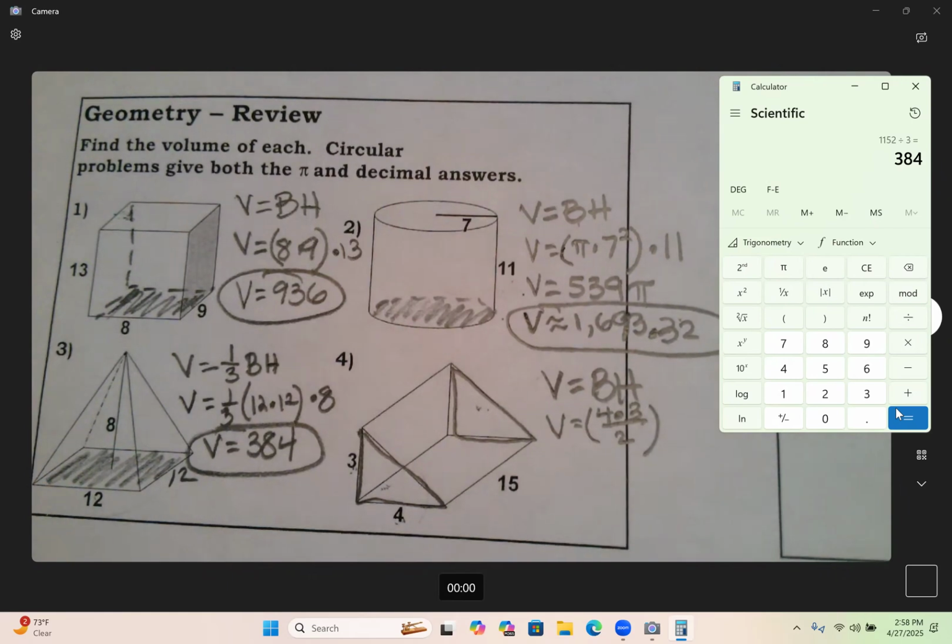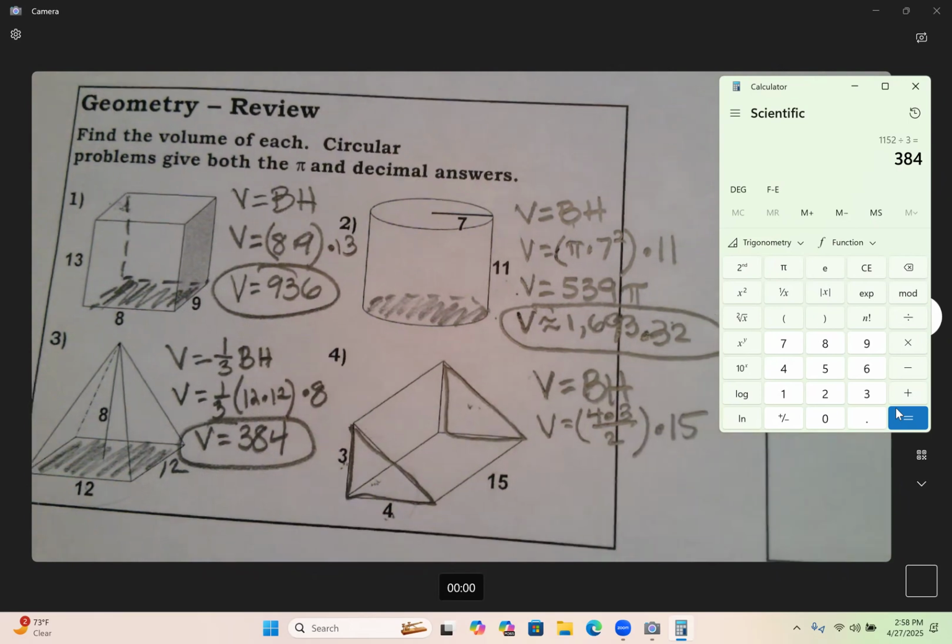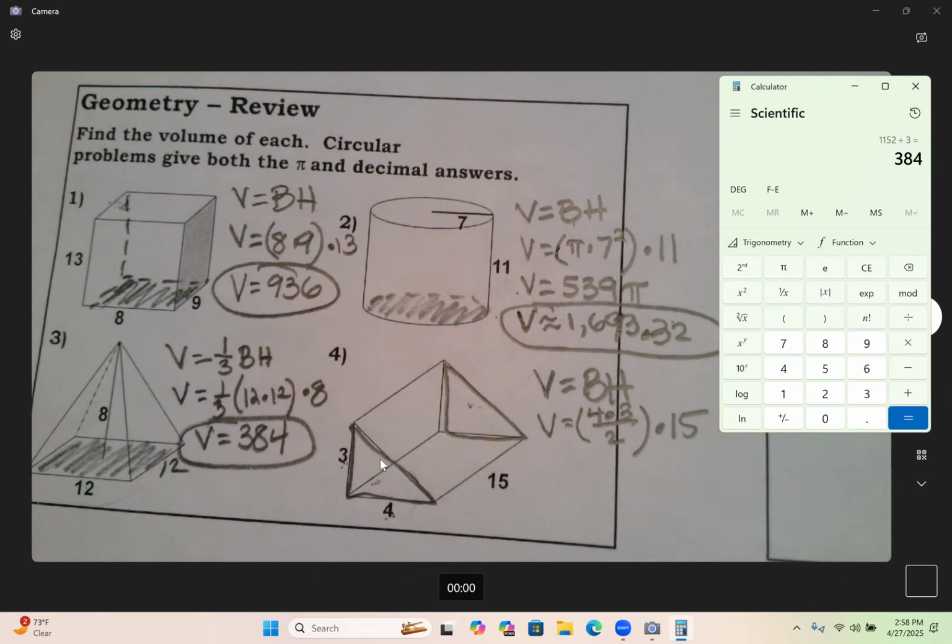And then the actual height of the prism, that means the distance between the parallel and congruent bases. So the height of the prism is 15. So be really careful with that. Even though the figure is laying on this side, the height is not really 3. It's the distance between the parallel and congruent bases.